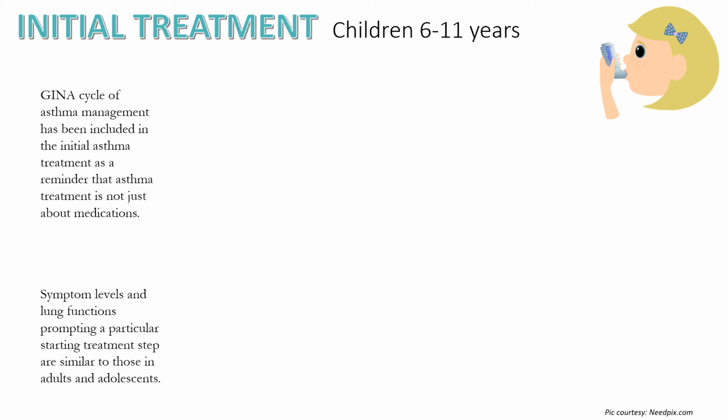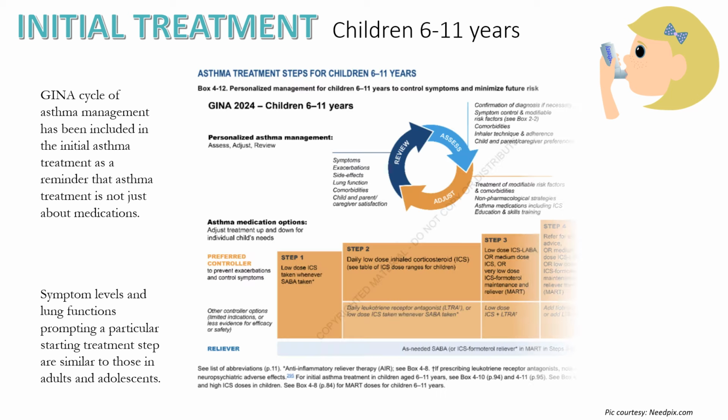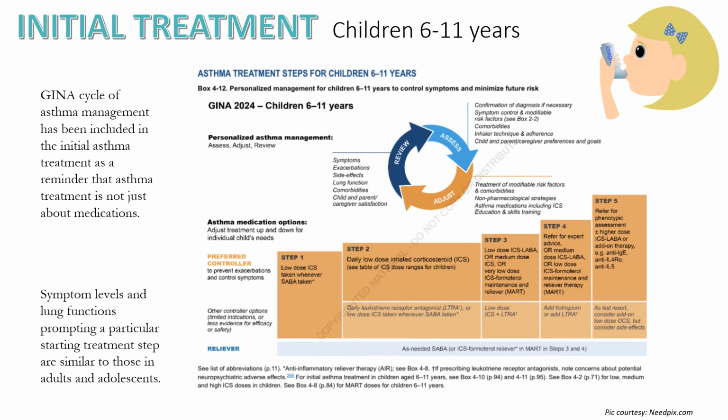In the initial treatment flowchart for children 6 to 11 years, the GINA cycle of asthma management has been included in initial asthma treatment. As a reminder, once again, asthma treatment is not just about starting medications. Symptom level and lung functions prompting a particular starting treatment step are similar to those in adults and adolescents.